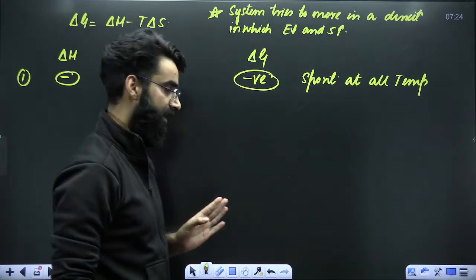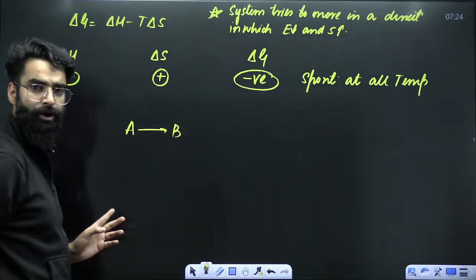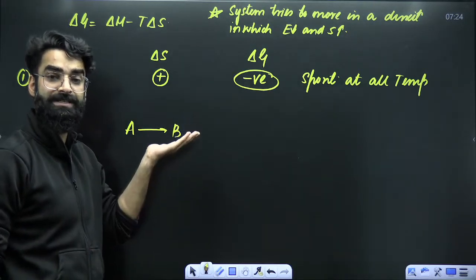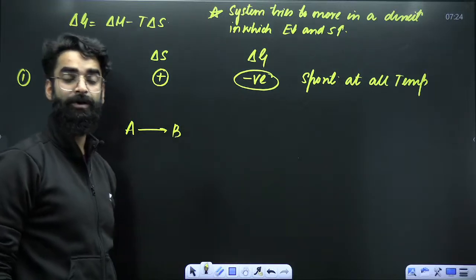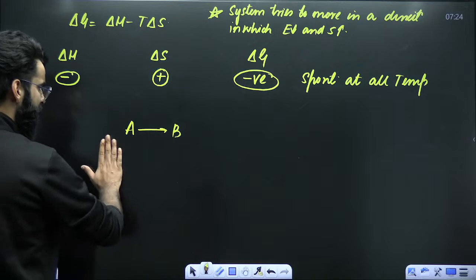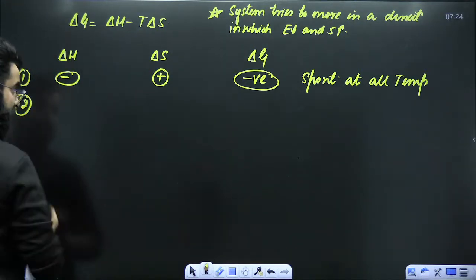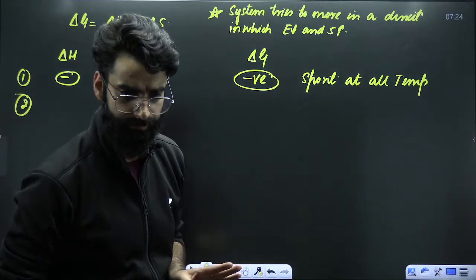If you have got a process A to B, let's say we have to check whether this process is spontaneous or not. If during this process energy of the system is decreasing and entropy of the system is increasing, then only you can say the process will happen. The process will be spontaneous whose delta G will be negative. Anyways, leave that part aside. Not going to talk about it in detail. I'm just going to tell you the things which are needed for the question solving.